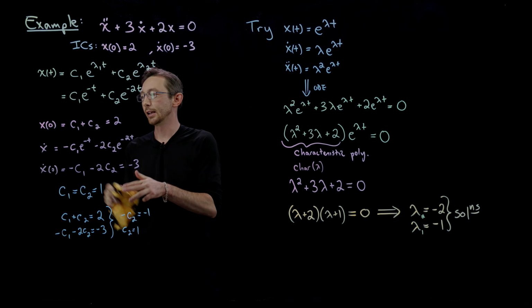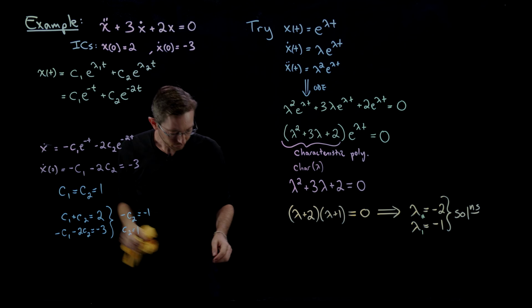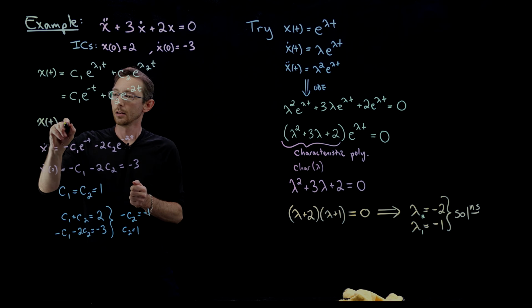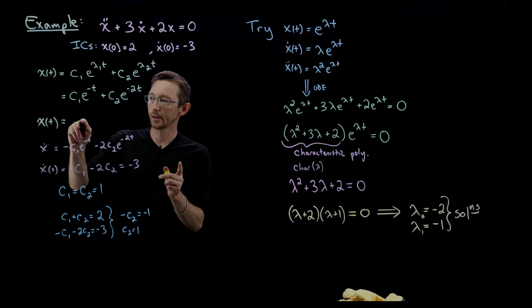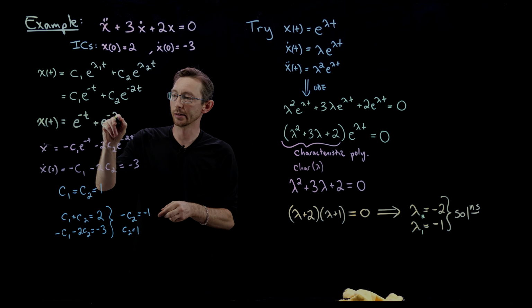And so I'm just going to erase this and write down the actual solution of my differential equation. x of t equals, c1 was 1, so e to the minus t, c2 is also 1, plus e to the minus 2t.